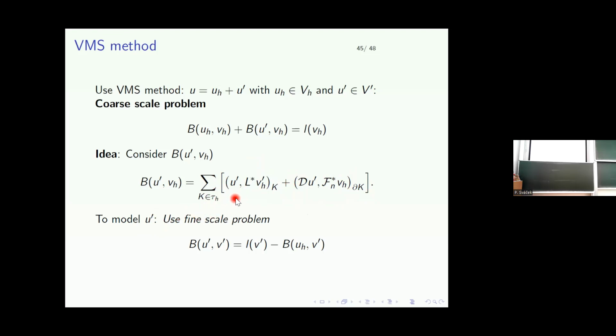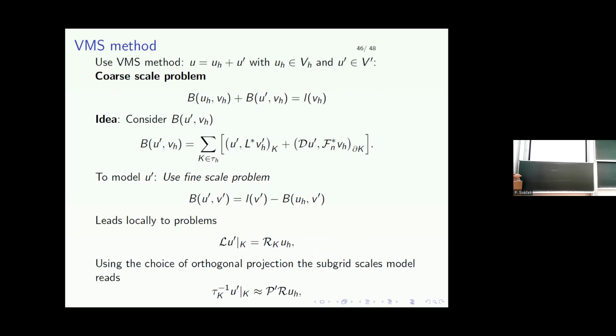The idea of the variational multiscale method is to model this U prime, and for the model we will use fine scale problems. So it is basically the same equation, where instead of testing with V_h only, we consider only V prime here. In the strong form, this means that we need to solve the operator L on U prime equal to the residual given by U_h. The advantage is that this can be done locally on each element. So we need to solve this problem locally on each element, where this is the local residual of U_h on the element K.